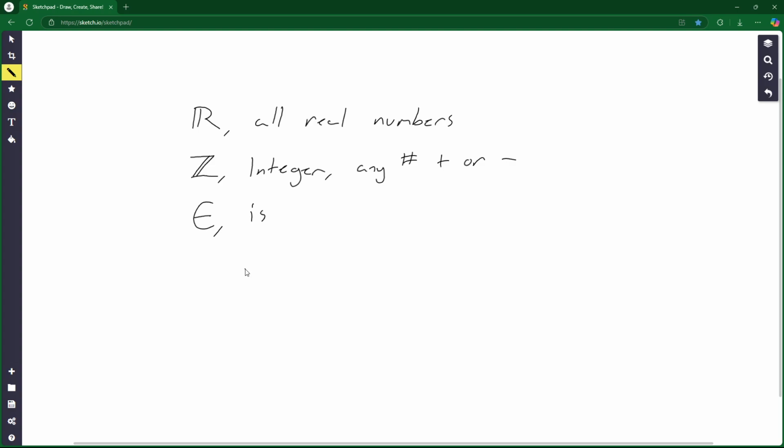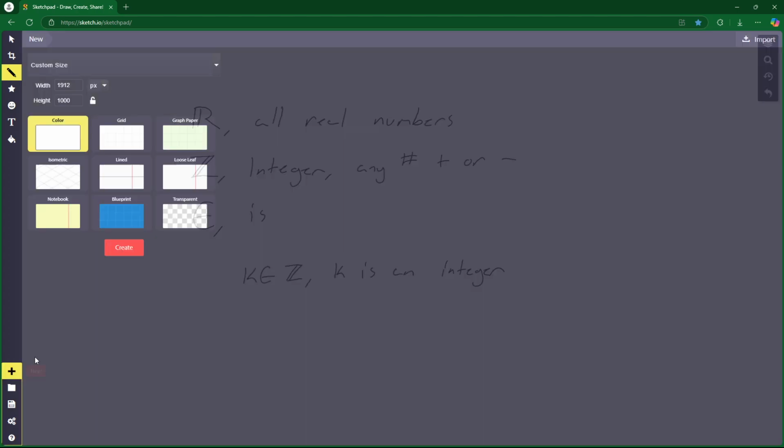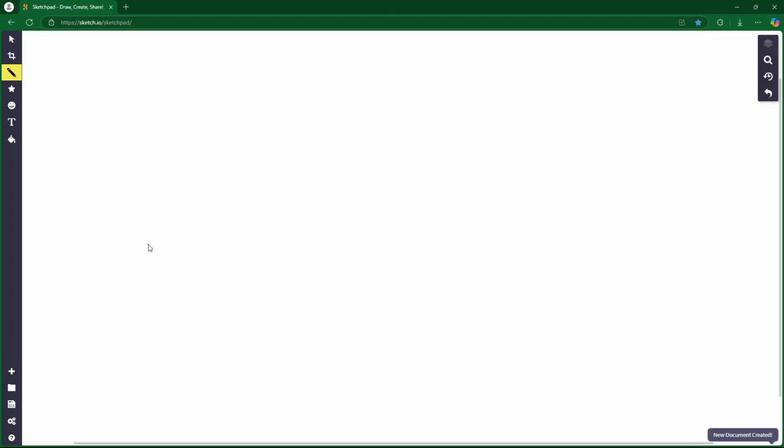So if we say k is the element of an integer, it just means k is an integer. Any number, positive or negative. With that in mind, we will go ahead and go on to the characteristics of a tangent function.